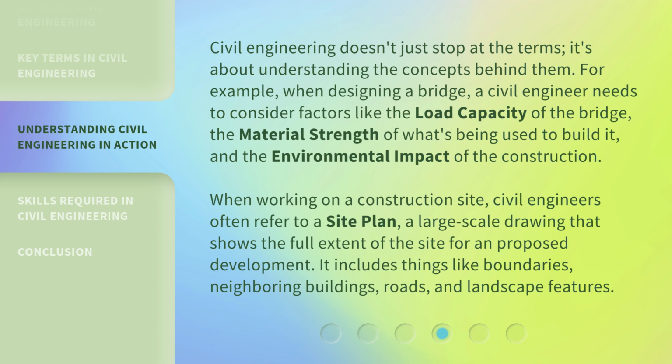When working on a construction site, civil engineers often refer to a site plan, a large-scale drawing that shows the full extent of the site for a proposed development. It includes things like boundaries, neighboring buildings, roads, and landscape features.